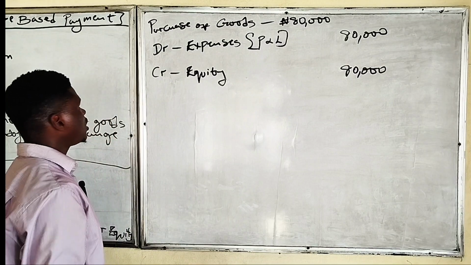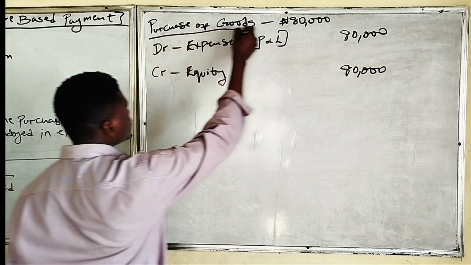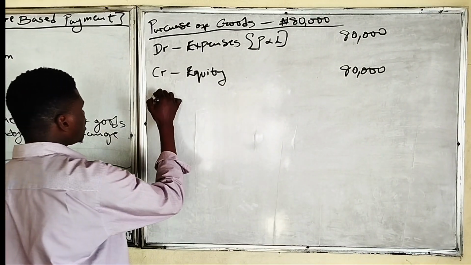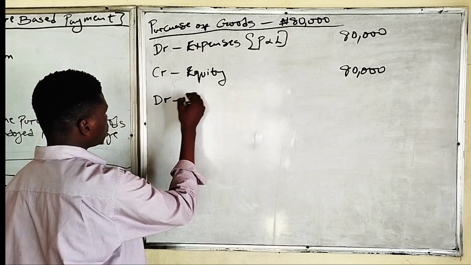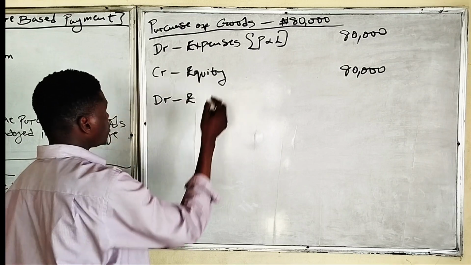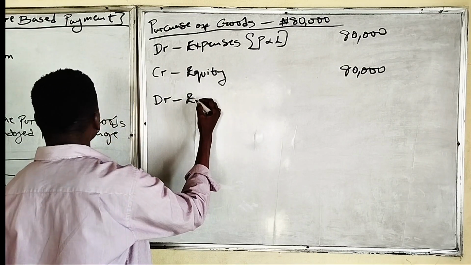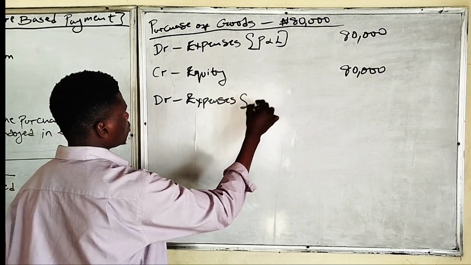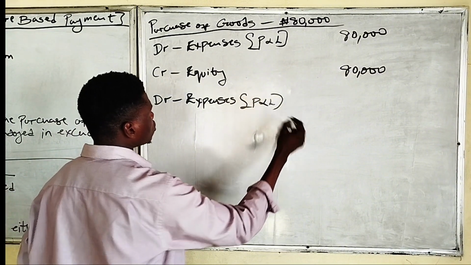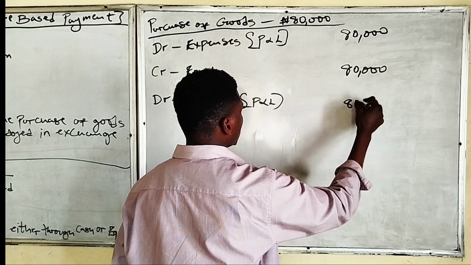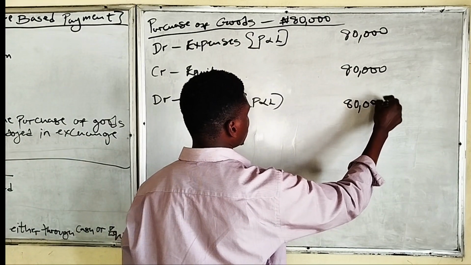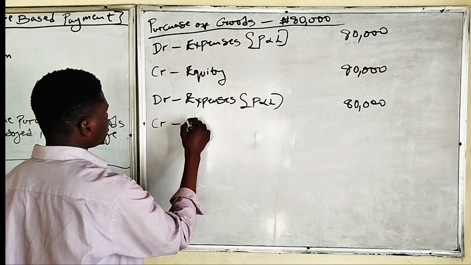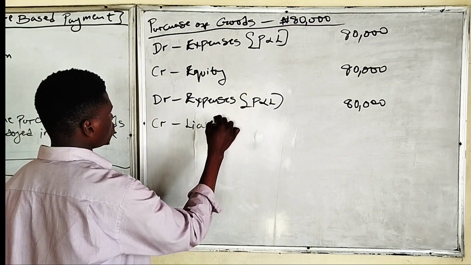So that's for that. Then if this transaction is on cash settlement, we said in both cases expenses will be debited, since it is still payments, just like the name implies, share-based payments. So expenses, profit or loss. I'm still using the same example, 80,000, then we'll credit liability, which is like a provision.